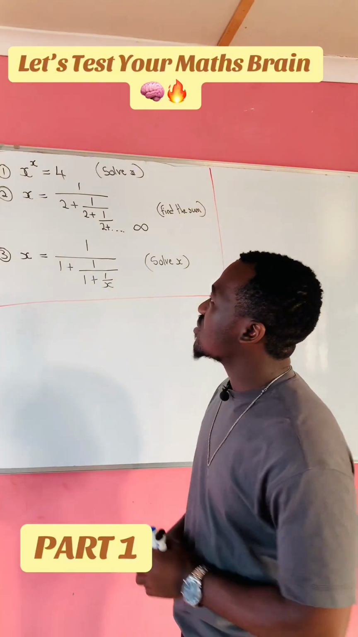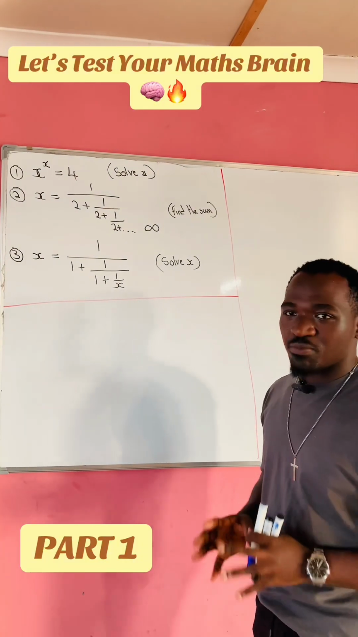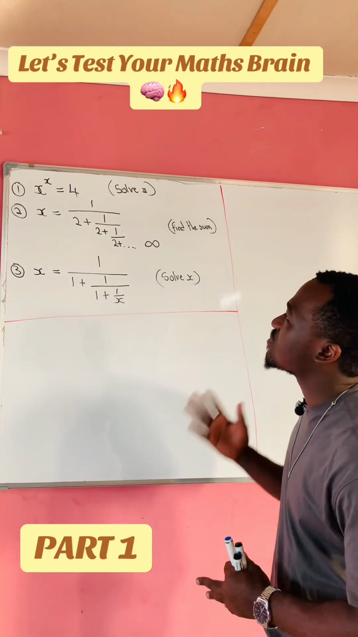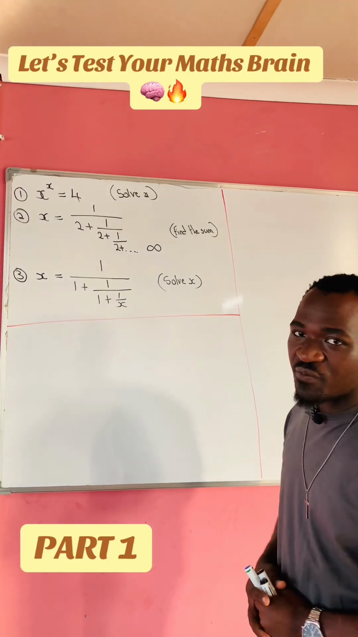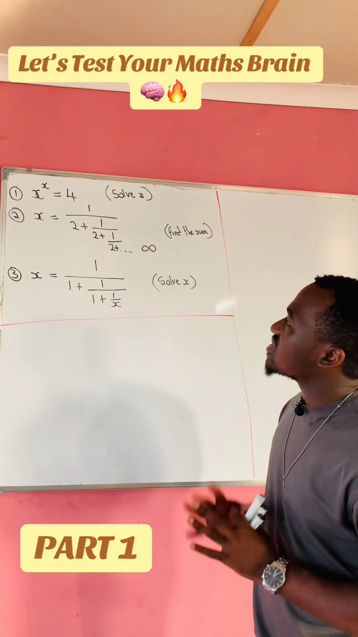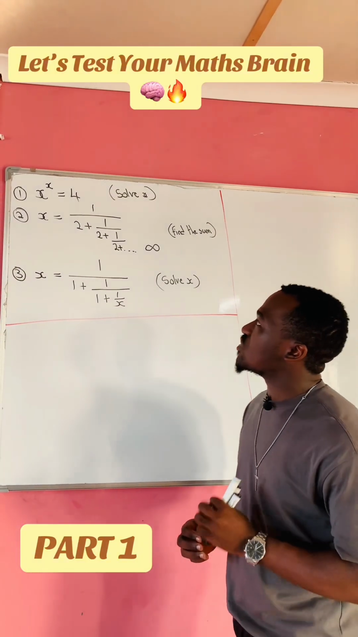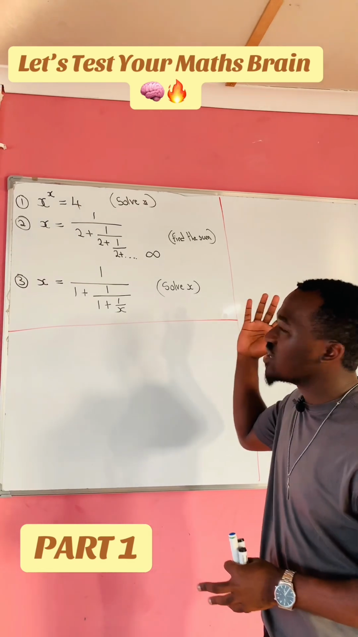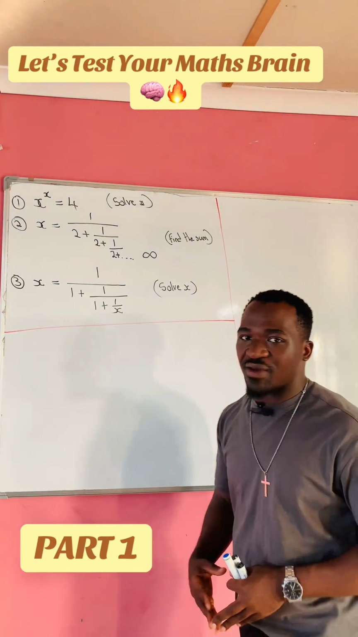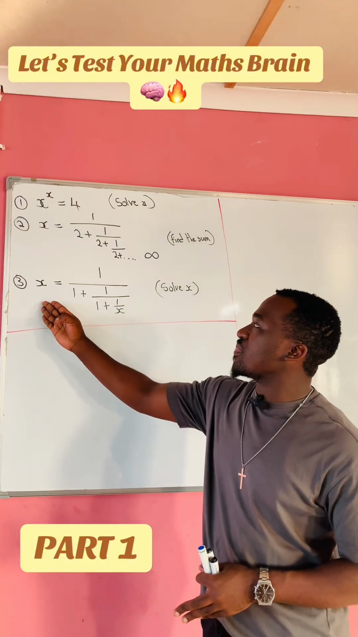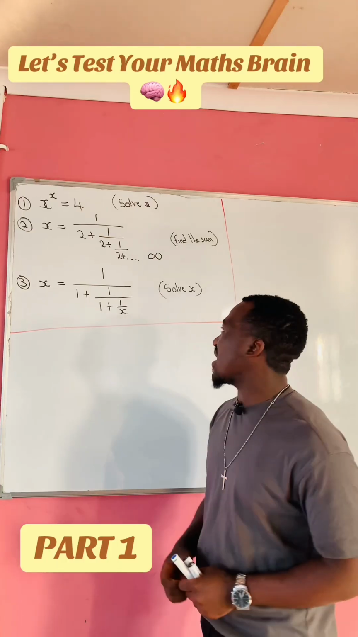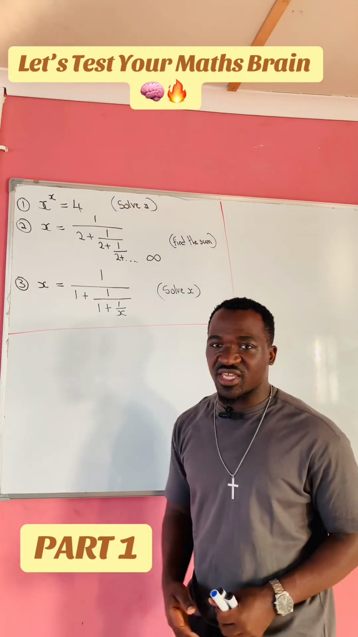Back again with another video. So now, as you can see here, we have three problems. The first problem, we just need to solve for x. We are given x to the exponent of x equals 4, which is simple. Then looking at number 2, we have x equals 1 over 2 plus 1 over 2 plus 1 over 2 plus, and it keeps on going to positive infinity. Then we just need to find the sum. So now x here is equal to 1 over 1 plus 1 over 1 plus 1 over x. So here we just need to solve for x again.